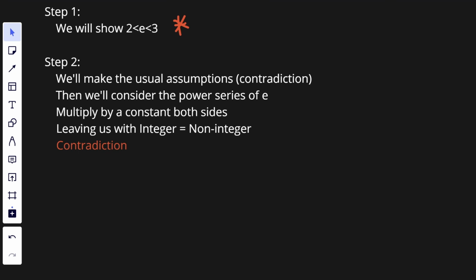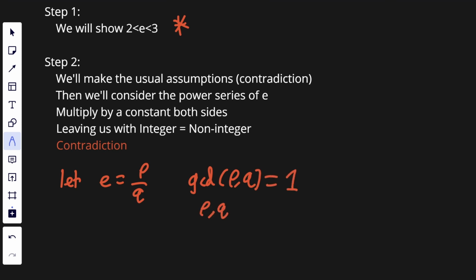So let's get cracking with step 2. Now that we've shown that e is not an integer, we can make our assumption. So we're going to say let e be equal to p over q, where the GCD of p and q equals 1, and p and q are integers. And then using star up the top here, we've got that q does not equal 1, and this is going to be important later on.